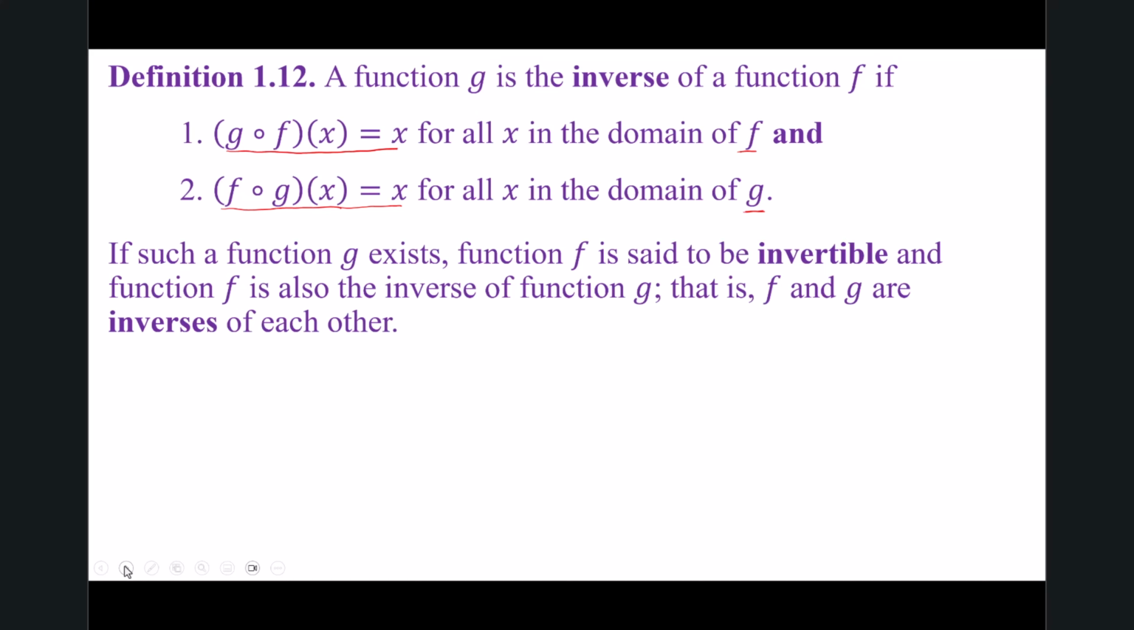So if such a function g exists, function f is said to be invertible, and function f is also the inverse of function g, so they are inverses of each other. The notation for inverse functions looks like this. It looks like kind of a -1 power, but it means inverse. So we read this as f inverse of x equals g of x, and g inverse of x equals f of x.